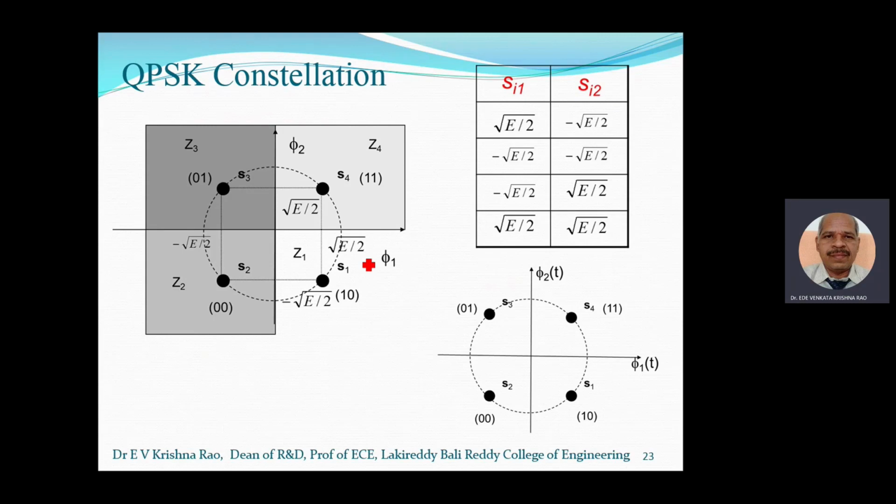So these are the constellation, with a pi by 2 phase difference. This is phi 1 and phi 2. This is 1, 0, root E by 2, which is root EB. The points are: root EB, minus root EB; root EB, plus root EB; minus root EB, plus root EB; minus root EB, minus root EB. That is why it's 0, 0, 0, 1. The Euclidean distance between these two is 2 root EB.